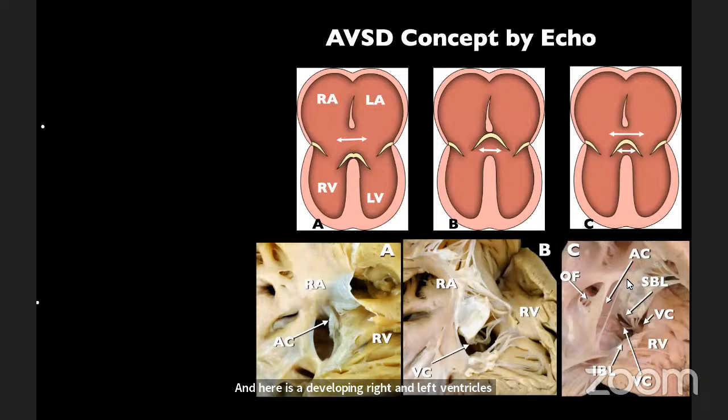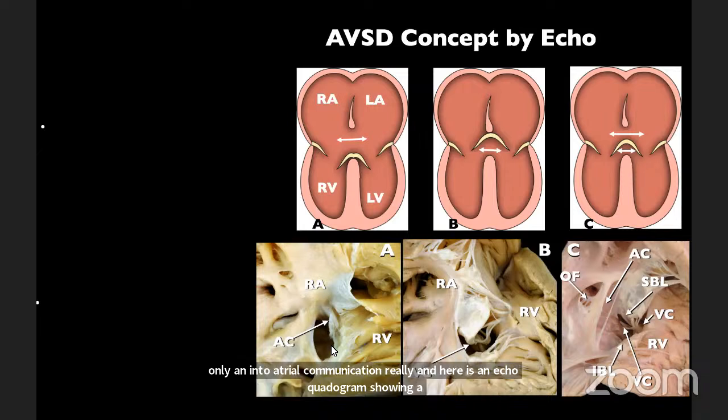Now, what's the concept by echo? Well, there's a whole series of issues that occur in here. First of all, we can get the defect that we know as the ostium primum, or the primary atrial septal defect, where the AV valves fuse to the ventricular septum, allowing only an interatrial communication. Rarely, and here is an echocardiogram showing this morphology.